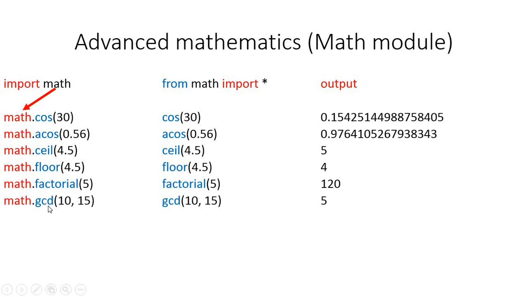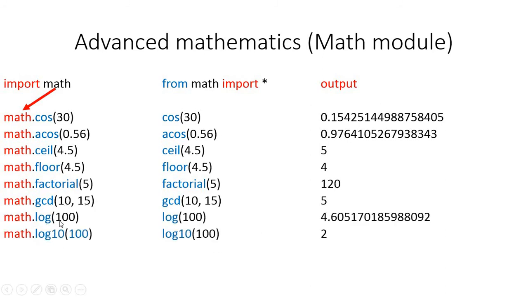GCD here means the greatest common divisor. 5 is the greatest common divisor of these two numbers 10 and 15. This log here means natural log of 100, while log10 means log with base 10.